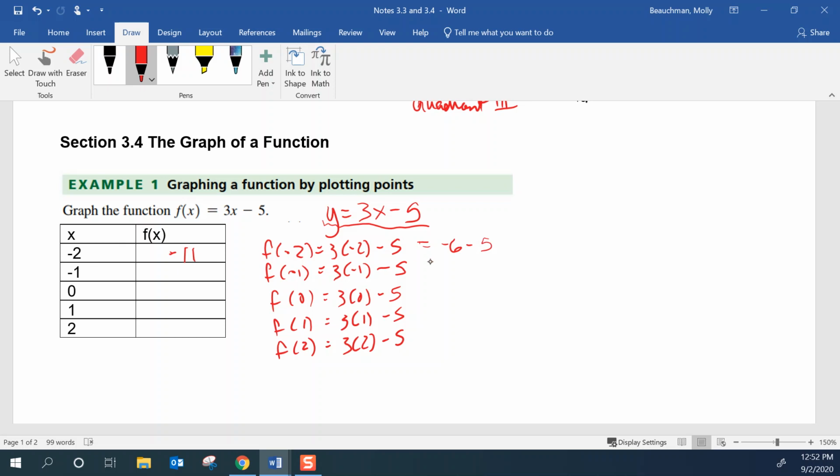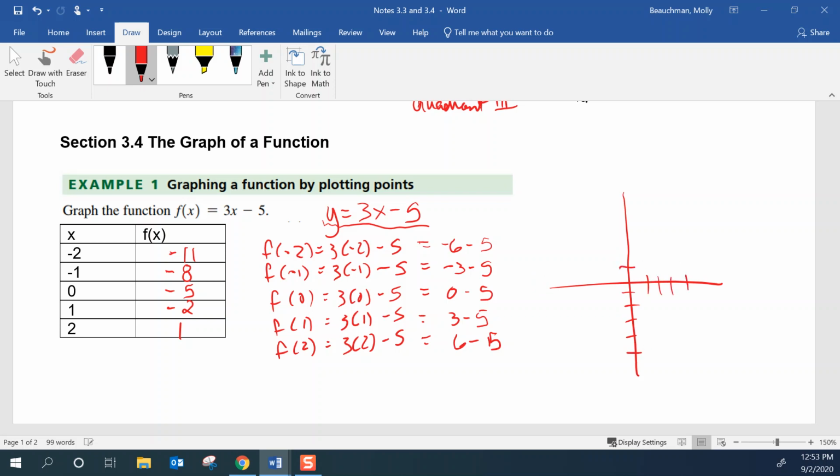Next, we take 3 times -1, we get -3 minus 5, which is -8. Next, we have 3 times 0 minus 5, which is 0 minus 5, which is -5. For 1, we have 3 times 1, which is 3 minus 5, which ends up being -2. And last, for 2, 6 minus 5, which equals 1.